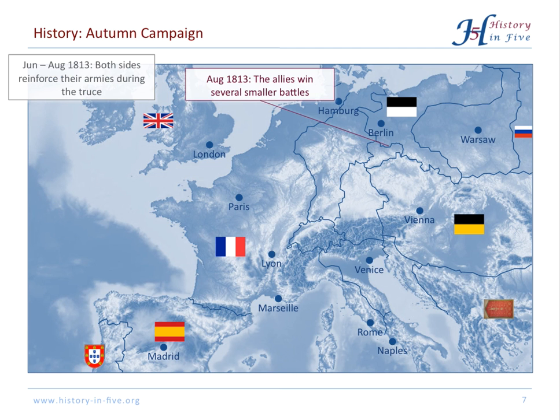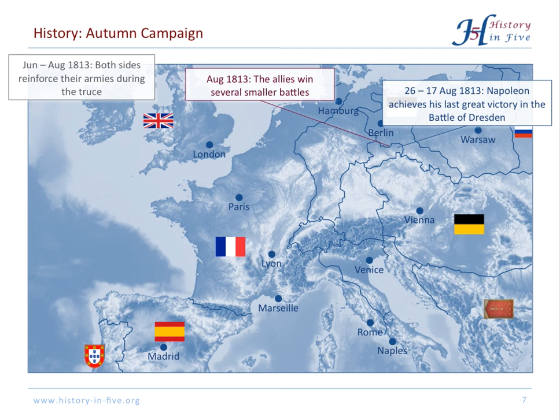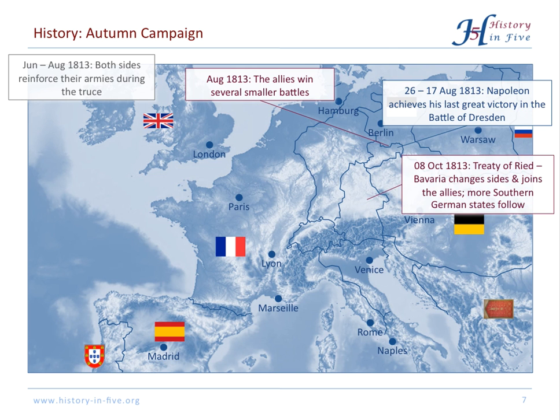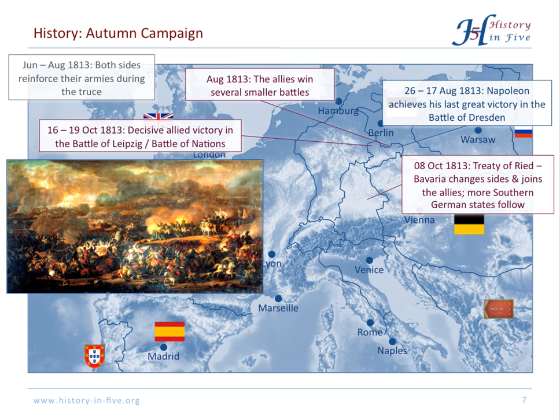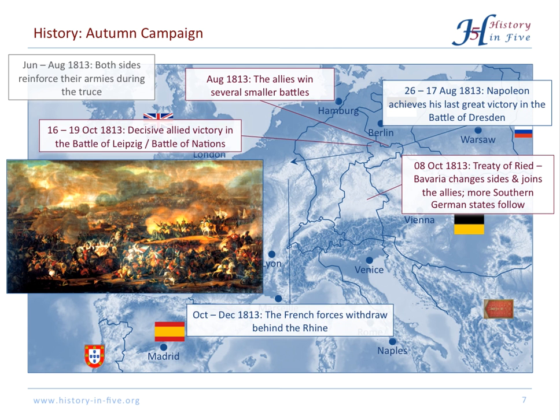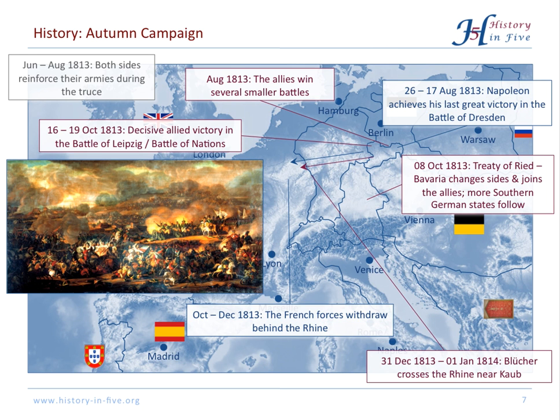The Allies won several smaller battles, but then there was the last great victory of Napoleon, the Battle of Dresden. But that was not decisive. What should prove costly to Napoleon was that his important ally Bavaria changed sides. And it did not take long, then there was the decisive battle, the Battle of Leipzig. The Allied forces won. French troops had to retreat towards France, and by the 1st of January 1814, Prussian troops under Blücher crossed the River Rhine.